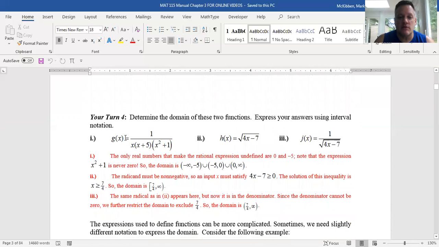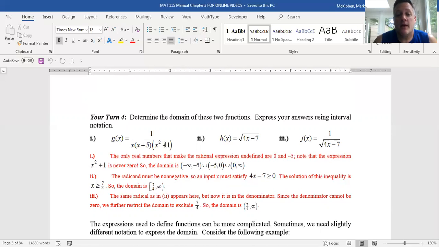All right, so let's look at the first one. It's purely rational expression, polynomial over polynomial. And so the only time rational expressions are not defined is when the bottom is 0. The bottom's already factored. And so we know that a product of real numbers is 0 only if one of those numbers happens to be 0. So x could be 0, x plus 5 could be 0, or x squared plus 1 could be 0.